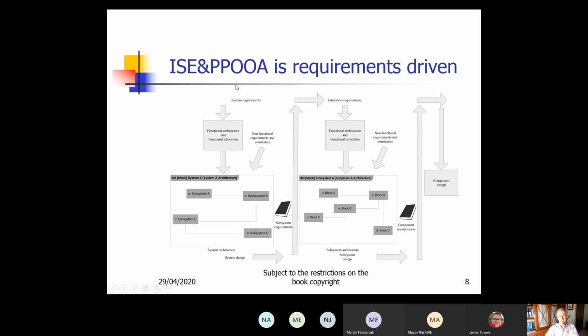So, in the method, we develop in parallel the system architecture, the subsystem architectures, and the requirements flow down. It's very important. One of the most difficult things for people, for my customers and students, is requirements flow down. The reason is that they don't build hierarchies. They don't build hierarchical representations of the functions or hierarchical representations of the quality attributes.